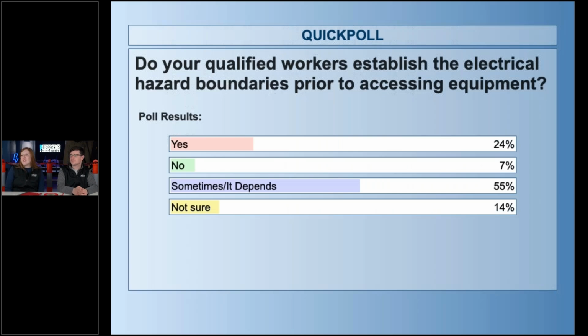Okay, so even though the majority have the labels, not the majority said that yes, you always establish those boundaries. Okay, so sometimes it depends. I could see where there might be some unique situations where that isn't necessary, but it's going to be pretty rare that you can truly get away without needing to establish those boundaries prior to accessing equipment.